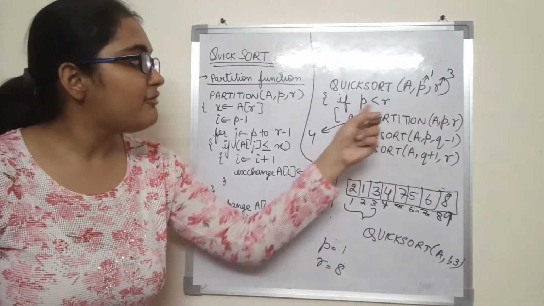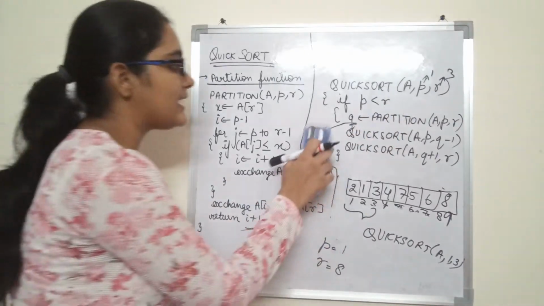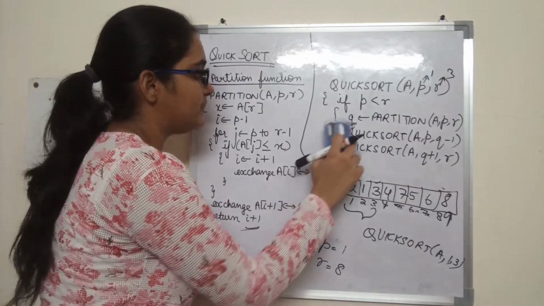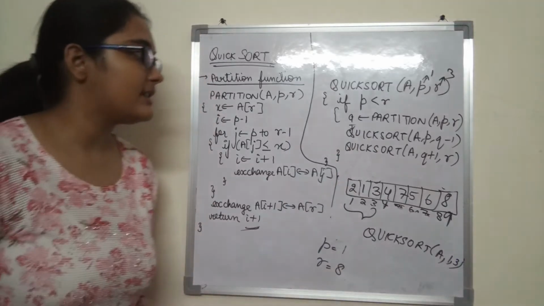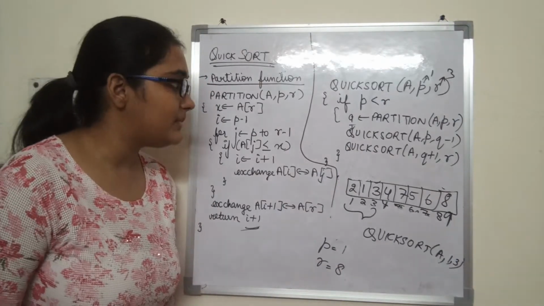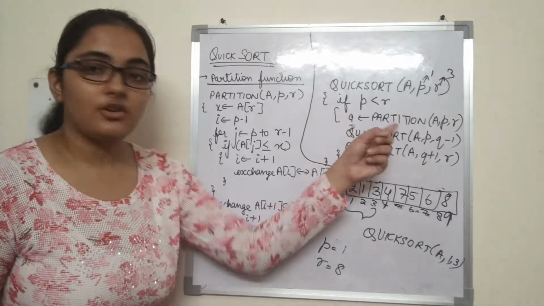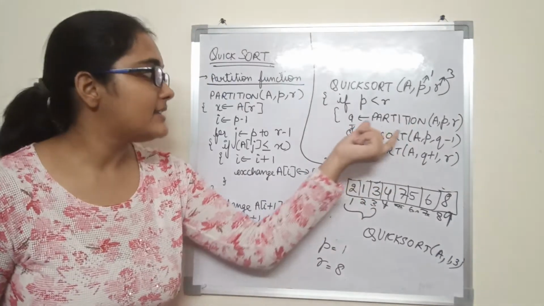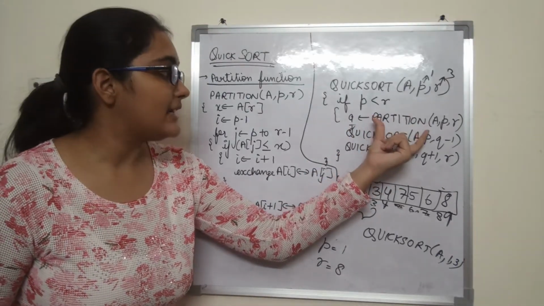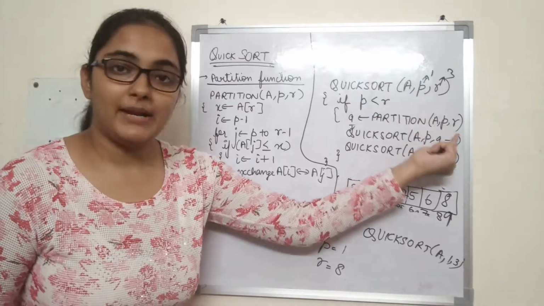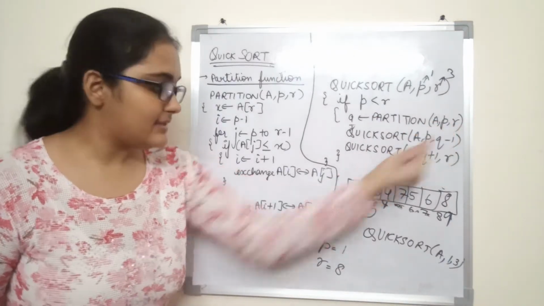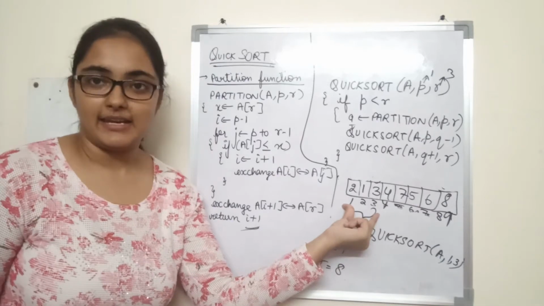Now again it will check if p is less than r. Is p less than r? Yes, it is less than r. So what will happen? q is equal to partition(A, p, r). That is, now it is partitioning the array A from p to r. What is r now? r is 3. So it is partitioning this array, right?